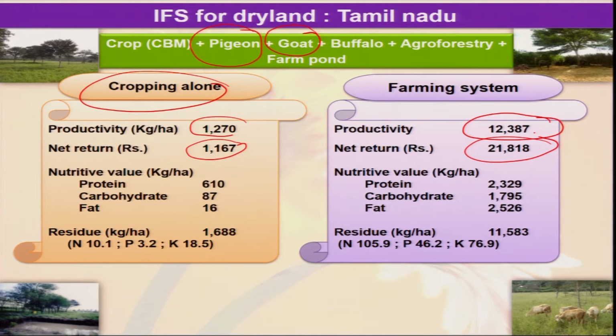So, there is an enormous change in the total system productivity as well as the net return of the farmer. So, a farmer can get a very good income within his own farm. Besides, he is also getting lots of protein because he is getting a balanced diet. He is getting some milk from the buffalo, he is getting meat from the goat, and he is getting maybe some fish from the farm pond.